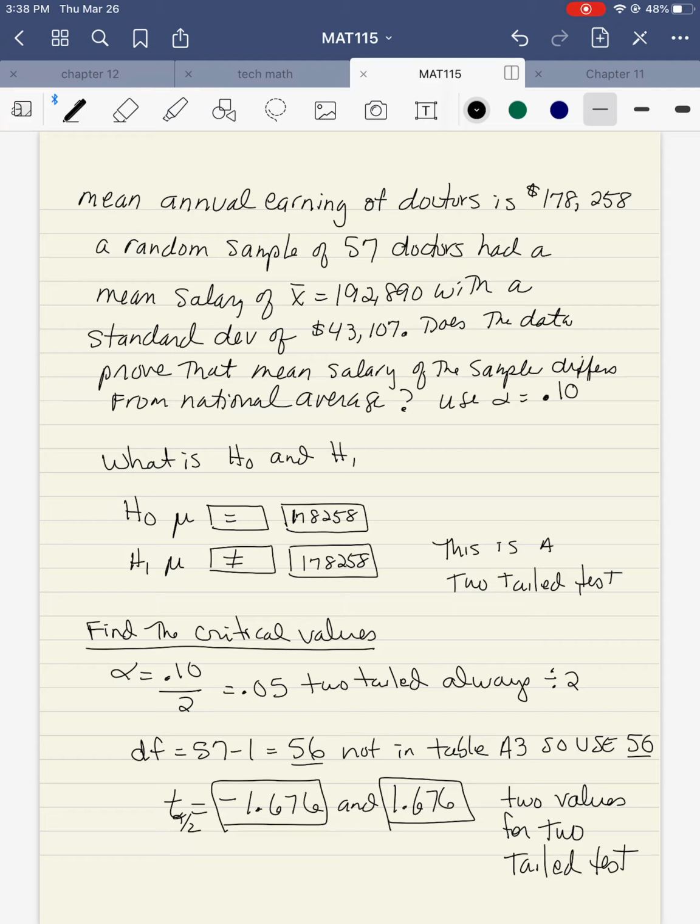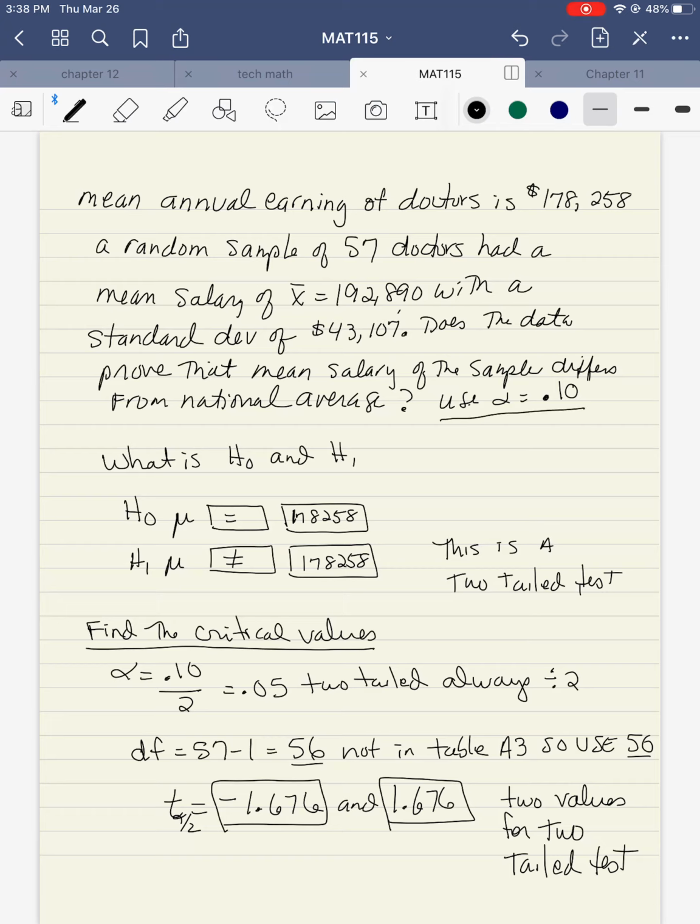So I'm going to put all the information together now. The mean annual earnings of doctors is $178,258. A random sample of 57 doctors had a mean salary of $192,890 with a standard deviation of about $43,107. Does the data prove that the mean salary of the sample differs from the national average? And they want me to use the level of significance equal to 0.1.